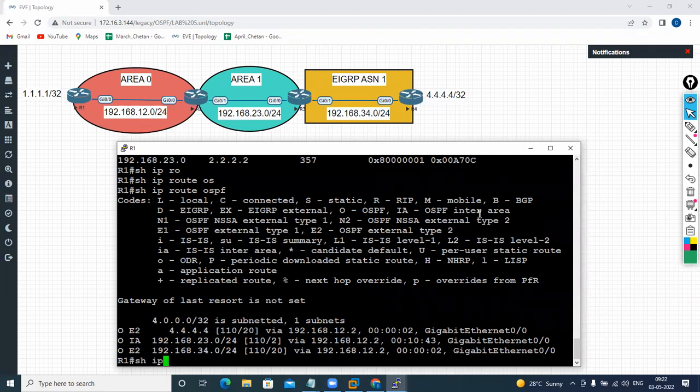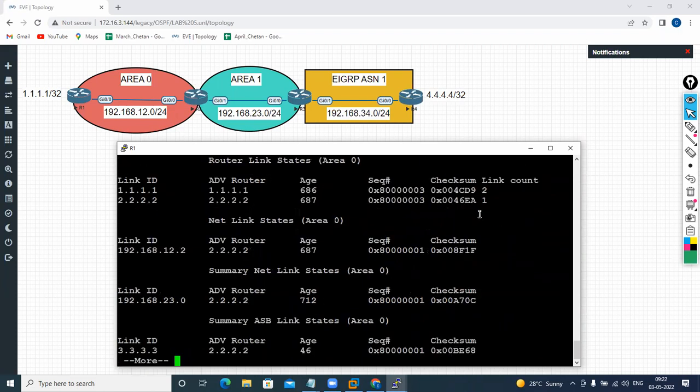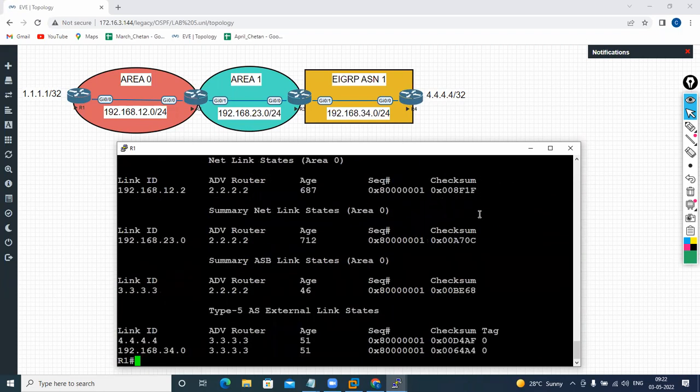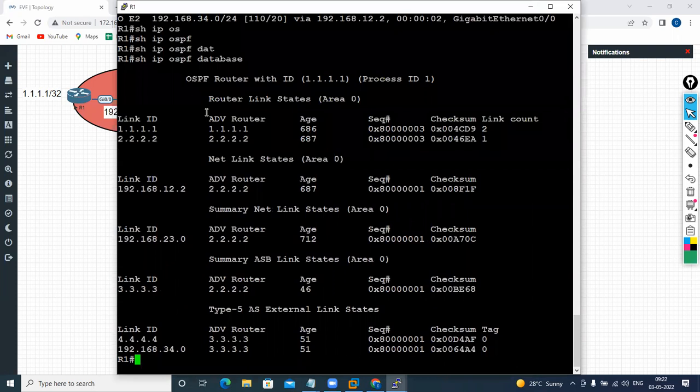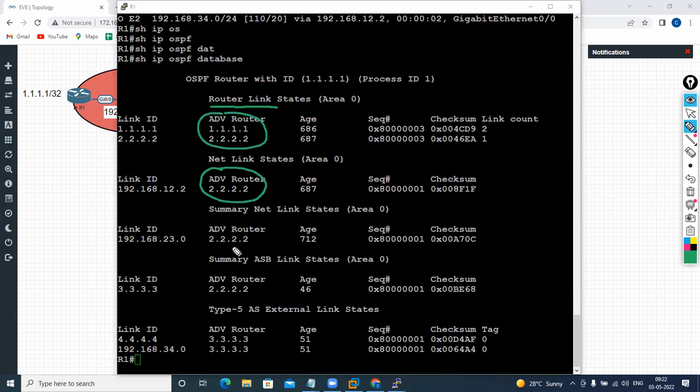Now, if you go and check, show ip ospf database. Now we see type 1 LSA within the area. Type 2 LSA, the DR will originate. Type 3 LSA, the ABR will originate. Can you see who is originating this type of LSA? Again, the ABR. That is 2.2.2.2.